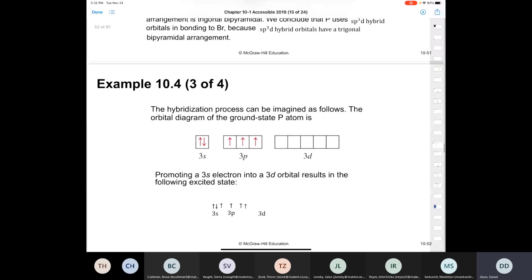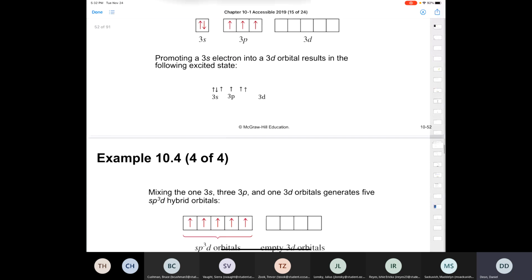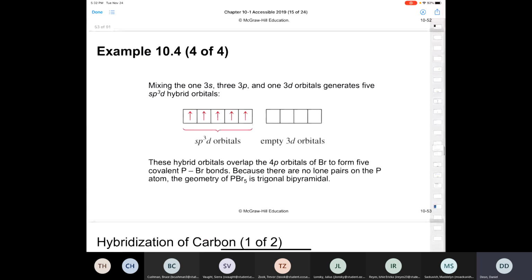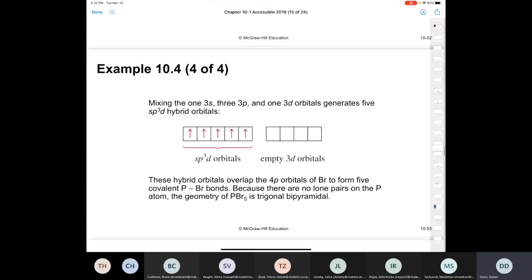Okay? This is just another representation of it like this. And again, because we have 5 regions of electron density around the phosphorus, it's going to be trigonal bipyramidal.